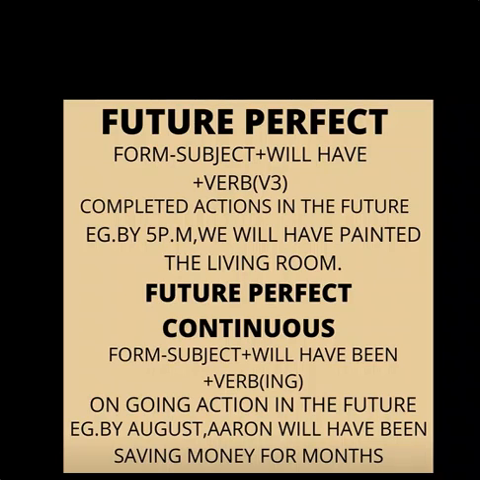Next is future perfect continuous. The form is subject plus will have been plus verb should be in ing form. We use future perfect continuous to talk about ongoing actions in the future. For instance, by August, Aaron will have been saving money for months.